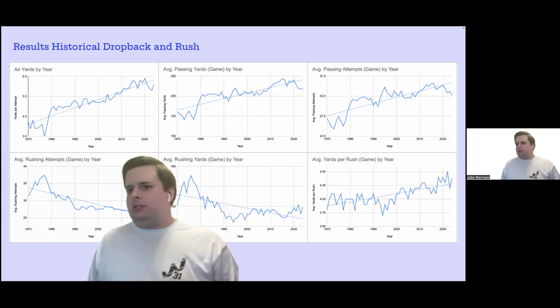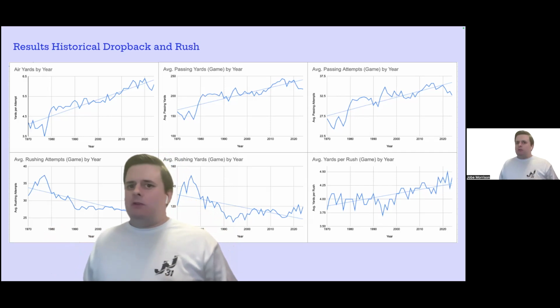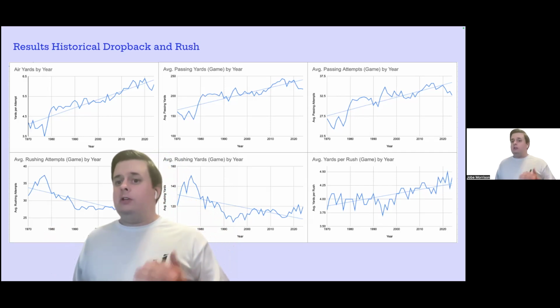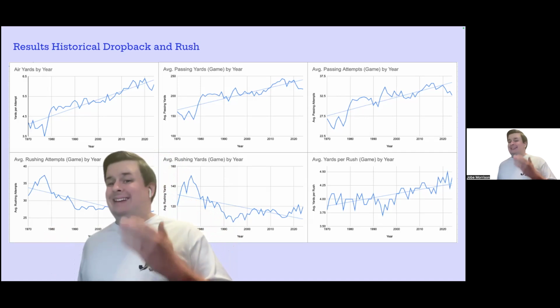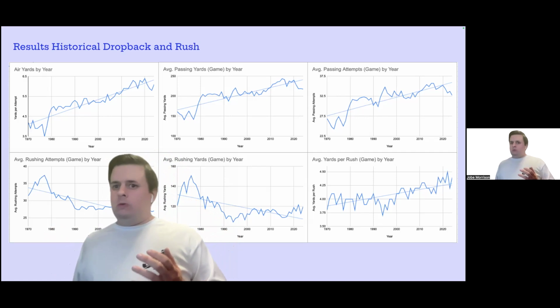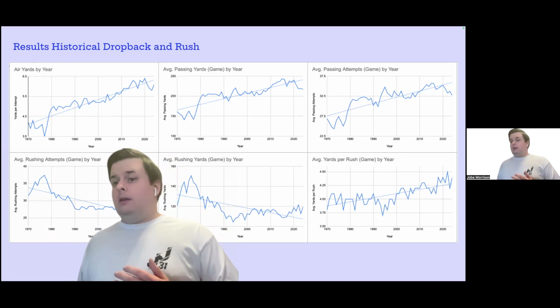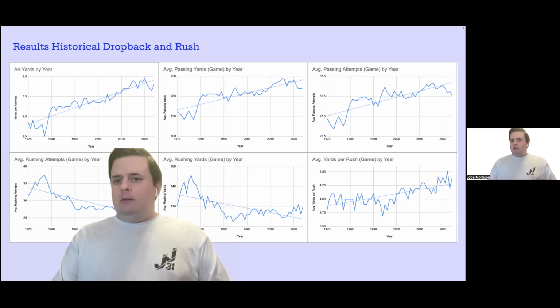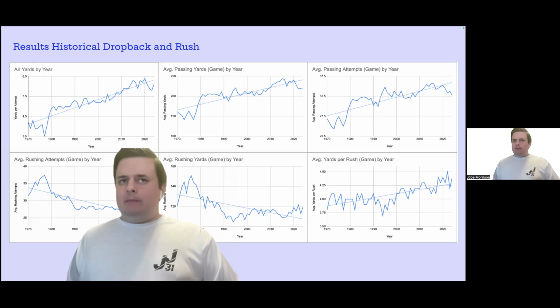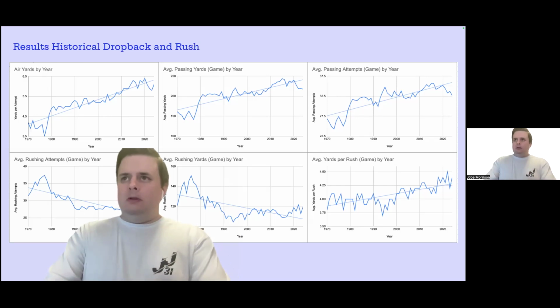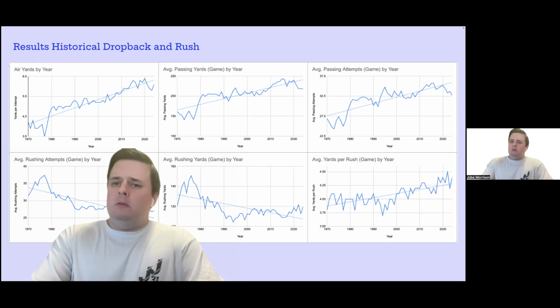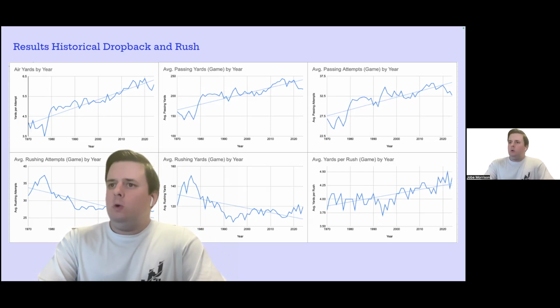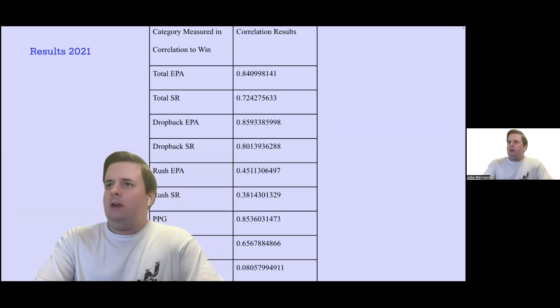But here's where things got a little interesting for me, what drew my hypothesis. The average rushing attempts and rushing yards are decreasing by year, but average yards per rush is steadily increasing. So even though yards and attempts are down, the production in those carries is still going up. That's where my hypothesis came into play: if you have a good rush game that's effective, you're going to be able to win more games. And once we did this correlation, these are the results we found.